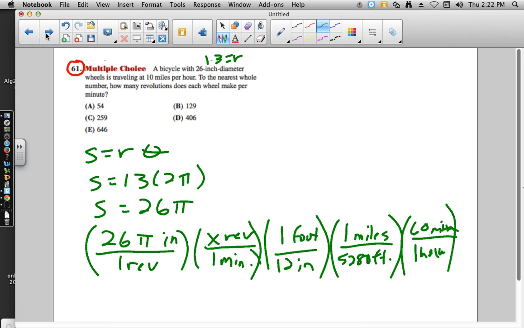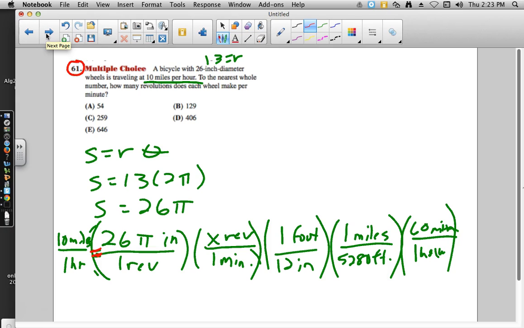Now, what else did we know? This comes out to 10. So if we do all of this math, we're going to get 10 miles per hour. And this is so much math, I kind of ran out of space. 10 miles per 1 hour equals all of this.